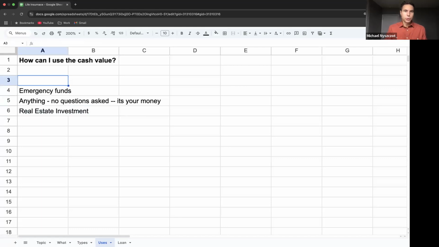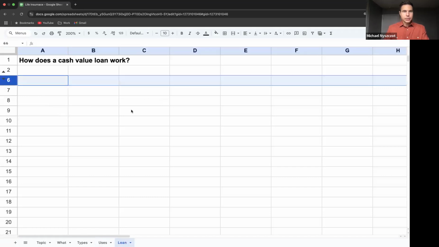And usually when you have enough accumulated cash value over time, that's when you have more and more options on what to use it for. In the earlier years of a life insurance policy, your cash value might not grow as much because a lot of the money that you put into the policy is more to cover the death benefit protection.